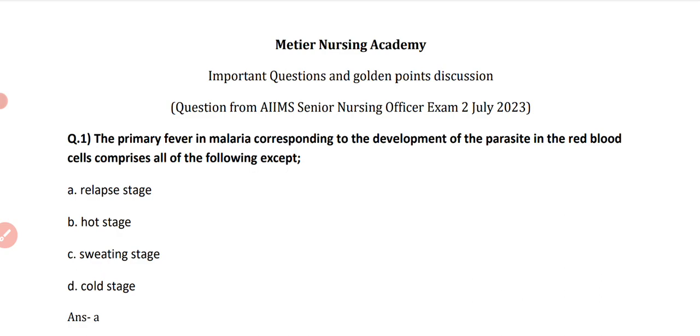So in which stage there will be parasite in the red blood cells? They have given four options: relapse stage, hot stage, sweating stage and cold stage. And here the right answer is option A, that is relapse stage. Usually the meaning of relapse is, once the immune power is decreasing, again there is a chance for getting the disease, that is called relapse. And it is nowhere related to the parasites in the red blood cells. Usually parasites in the red blood cells are commonly seen in hot stage, sweating stage and cold stage.